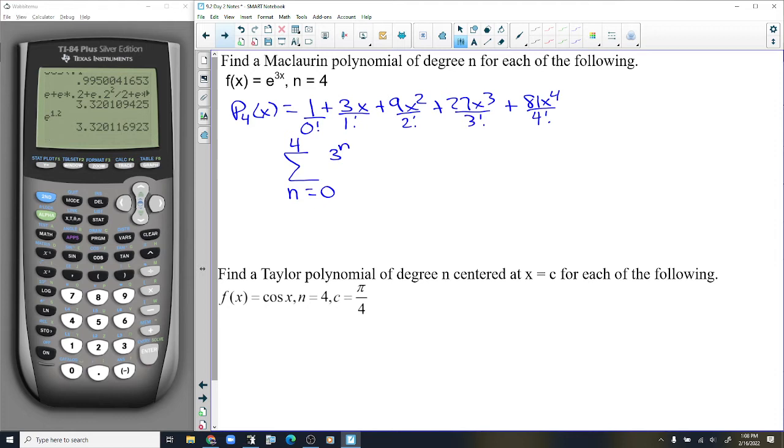3 to the n, right? 3 to the 0, 3 to the first, 3 squared, 3 to the third, 3 to the fourth. x to the n. All the x's are powers of x. Over n factorial. And you can also write it like this. 0 to 4. I'm so used to writing infinity, and my hand just writes infinity. 3x to the n over n factorial. You can do either one of those. Those are both legal in Nebraska.